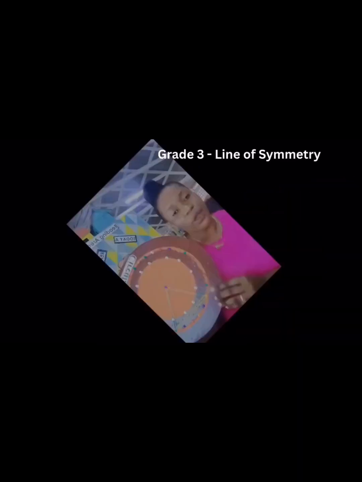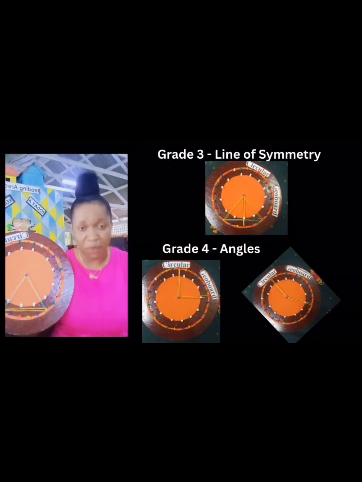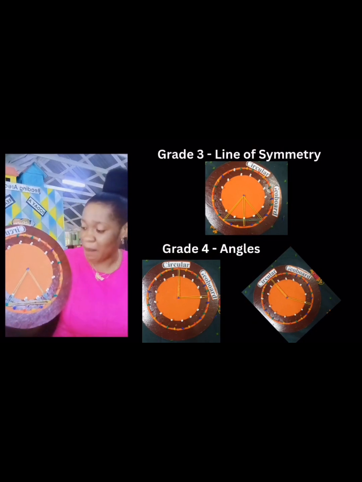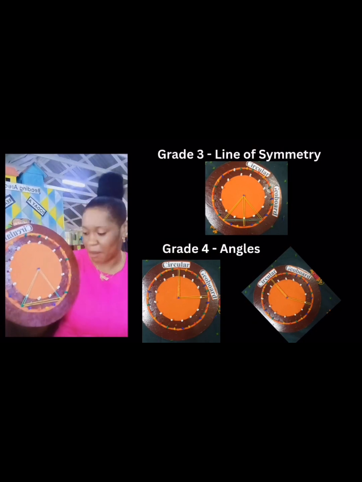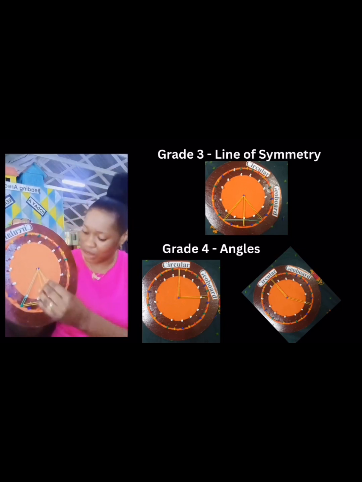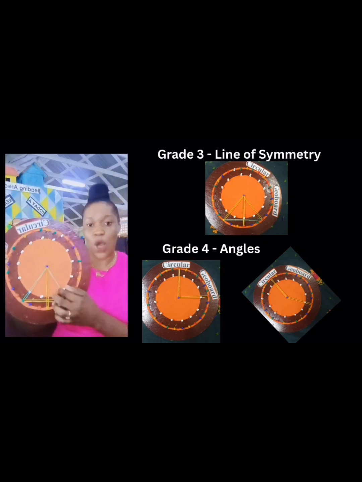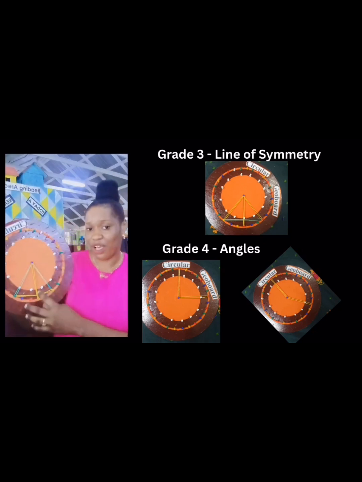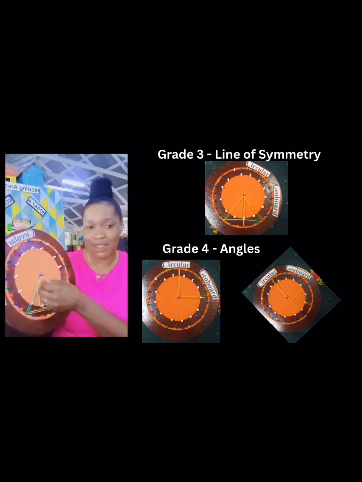For grade 3, we'll be looking at line of symmetry. From this same plane shape, we are going to find a line of symmetry. So we connect this rubber band from the center to the end, and there we have our line of symmetry for the triangle. For grade 4, we'll be looking at angles.